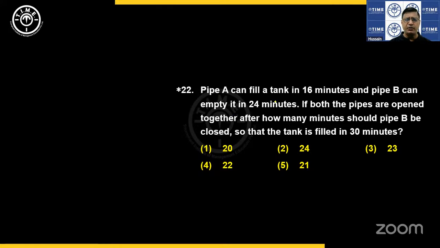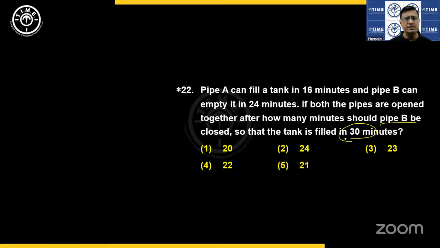Pipe A can fill a tank in 16 minutes and pipe B can empty the tank in 24 minutes. If both the pipes are open together, after how many minutes should pipe B be closed so that the tank is filled in 30 minutes?